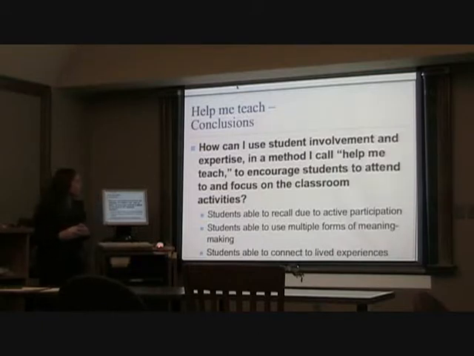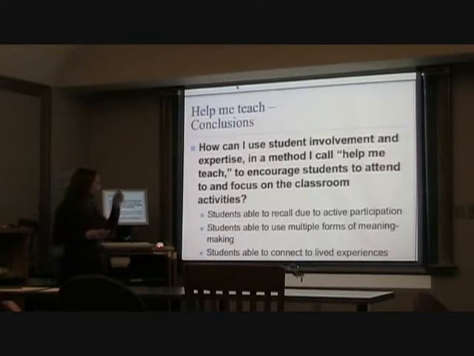So they were able to not just draw a picture or write some words, but they were able to demonstrate their understanding through speaking and through moving around and through showing through actual situations that they might encounter that they do understand this concept. And additionally, students were able to connect what they had done to lived experiences.